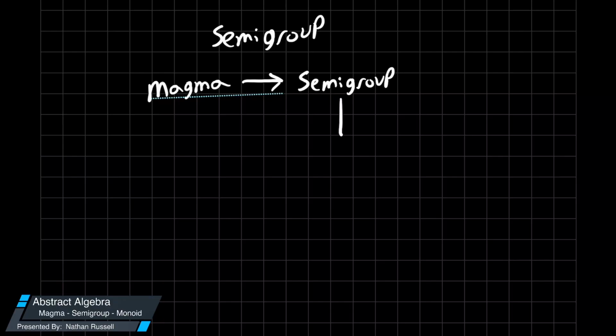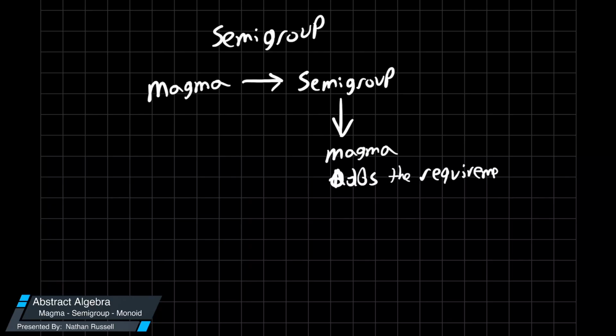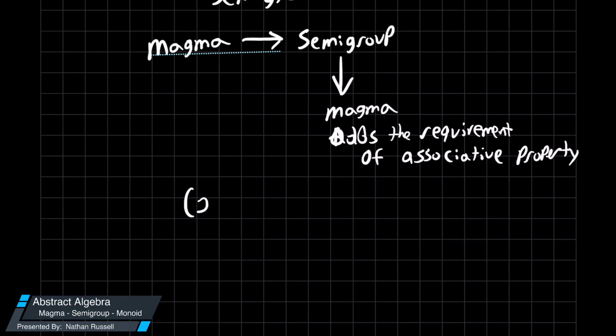And so what is a semigroup? Well, a semigroup is effectively, like we said, a magma, except that it adds the requirement of associativity. It has the requirement of having the associative property. Now, what does the associative property mean? That means if we take A plus B and then we add C to it, that would be the same thing as taking A plus B plus C.